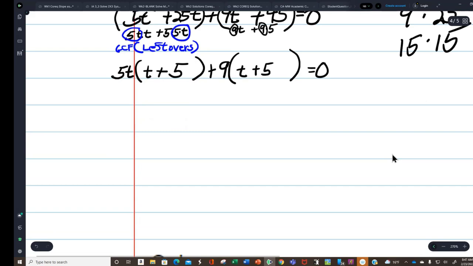Now you look at the whole thing. You've got the left side of the plus sign and the right side of the plus sign. T plus 5 is in both of those sides. It is now the GCF of the entire expression, or equation, if you prefer. So I write t plus 5 in front. And then I write the leftovers, 5t plus 9. Equals 0.